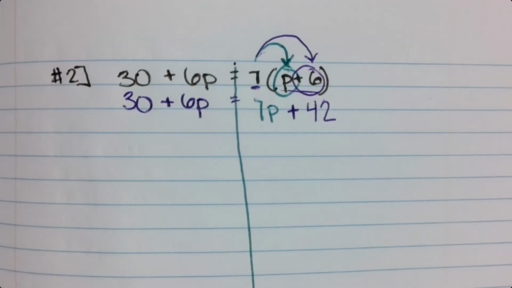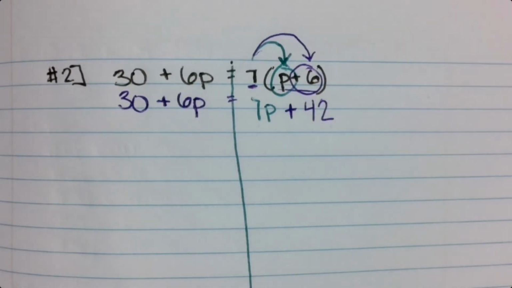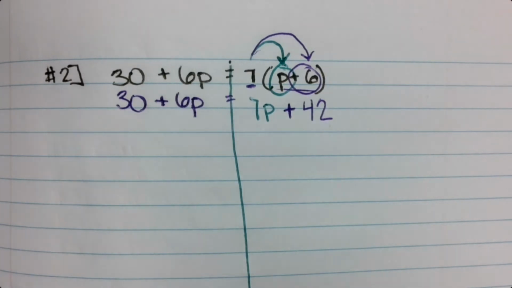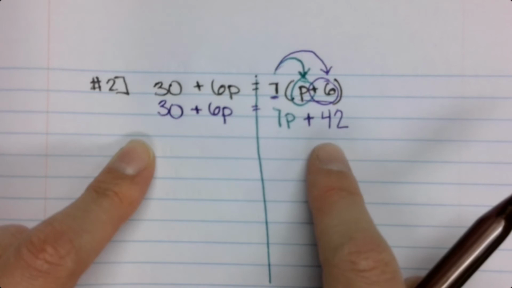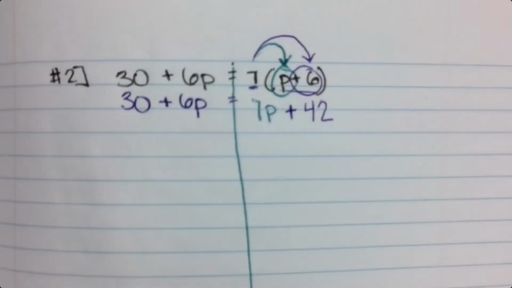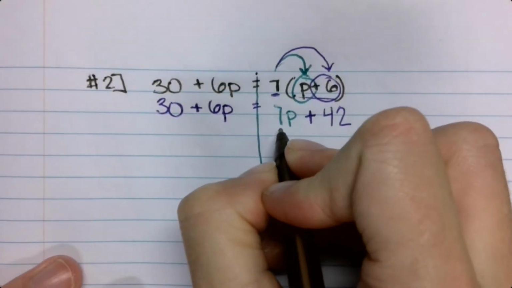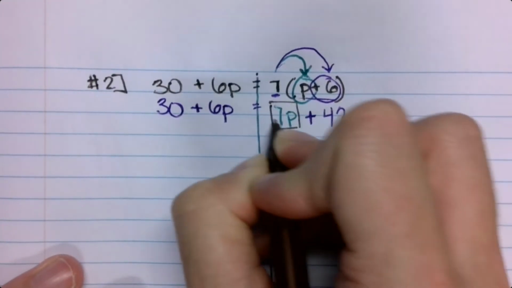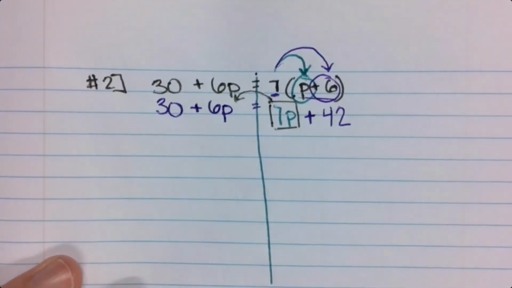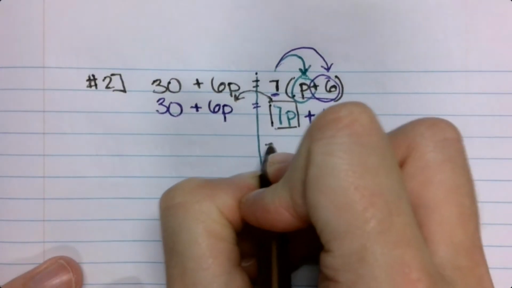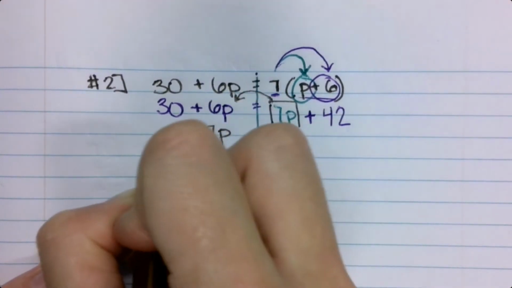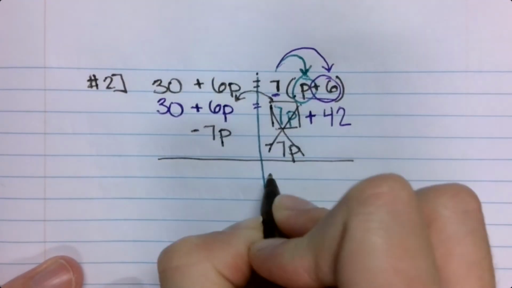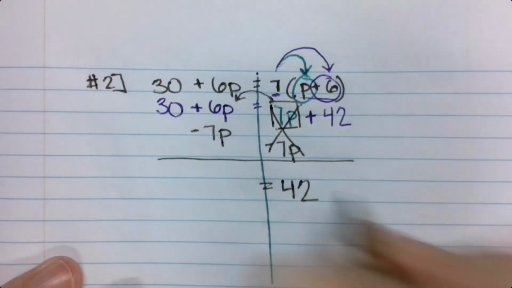And then, like I said, there's nothing to combine on this side. There's nothing to combine on this side. So we need to isolate that variable. So I need to move this over to this side. So the inverse of that entire term is negative 7p. So that's going to be subtracted. Negative 7p is going to be on both sides. This cancels out, leaving us with 42.